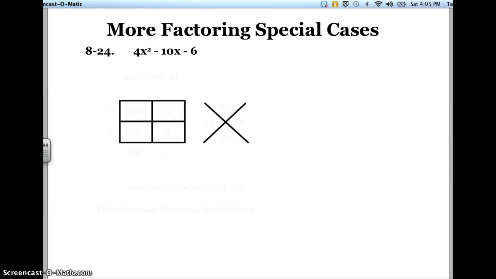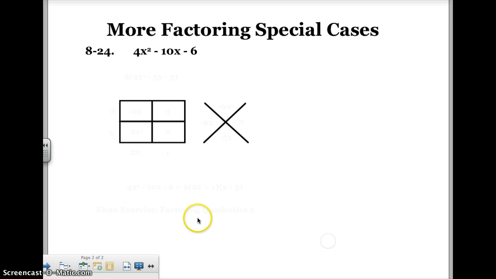Okay, Oak Rovers, this is going to be my second video helping you with factoring special cases. Hopefully you've already watched the first video, which helped you with problem number 23, parts A and B. This video is going to help you with problem number 24. But it's also going to help you when you do your Khan Academy work.